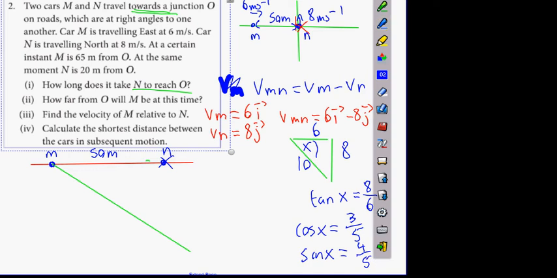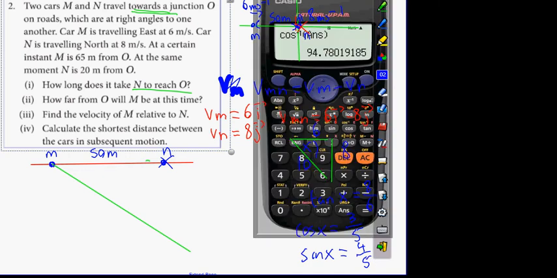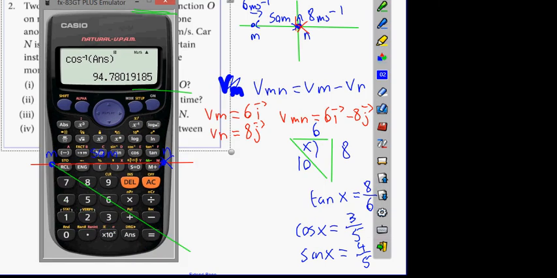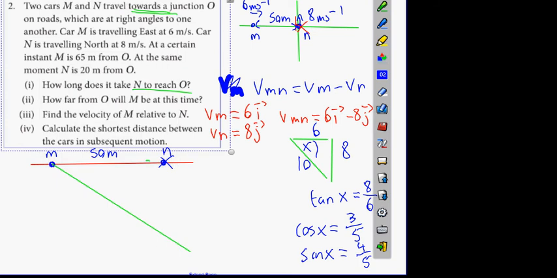If you want to deal with angles, you're more than welcome. You could always just tan inverse it. Tan inverse of 8 over 6, and then you get 53.13. Is that right? So it's a 53.13 angle anyway, also known as x.